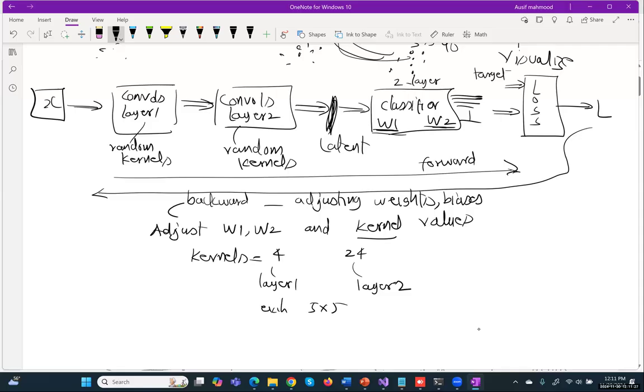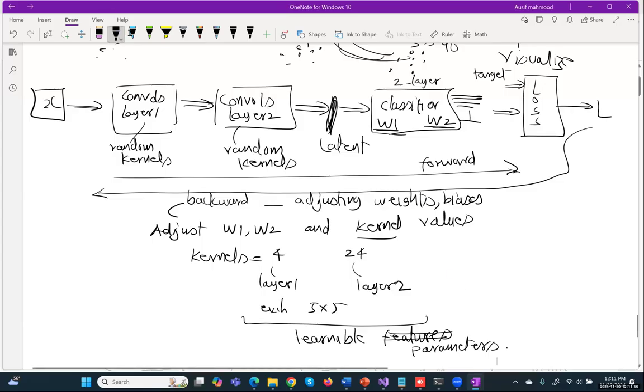Right? So each is 5 by 5 in our example, right? So from a CNN layers point of view, these are our learnable features. So at a high level, what are our learnable features as we go back? Or I shouldn't say learnable features, maybe learnable parameters. Okay, so learnable parameters are W1, W2, and the 24 kernels. And if you recall, there were some biases also involved over here.